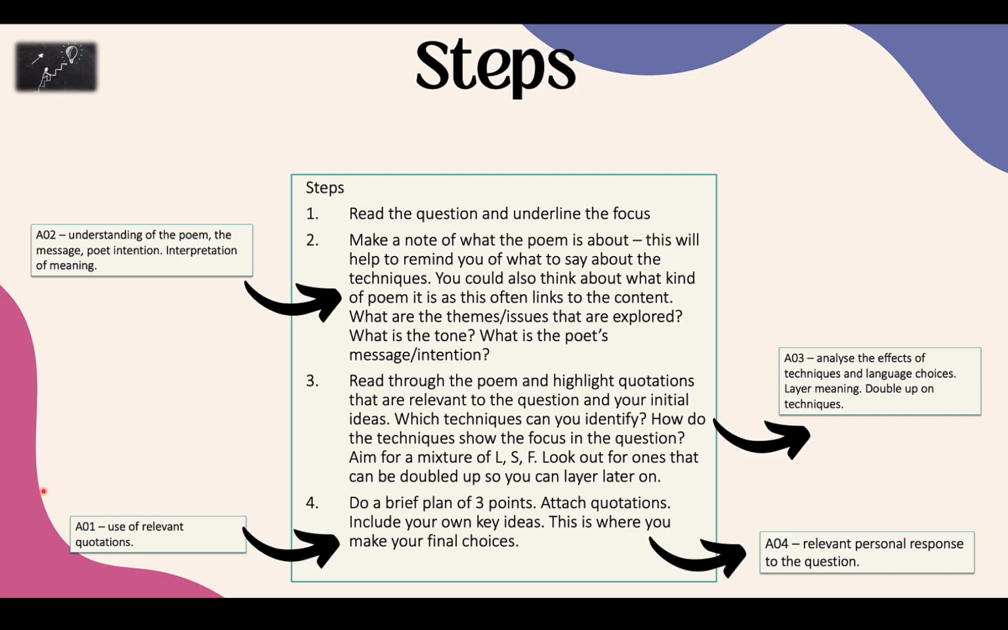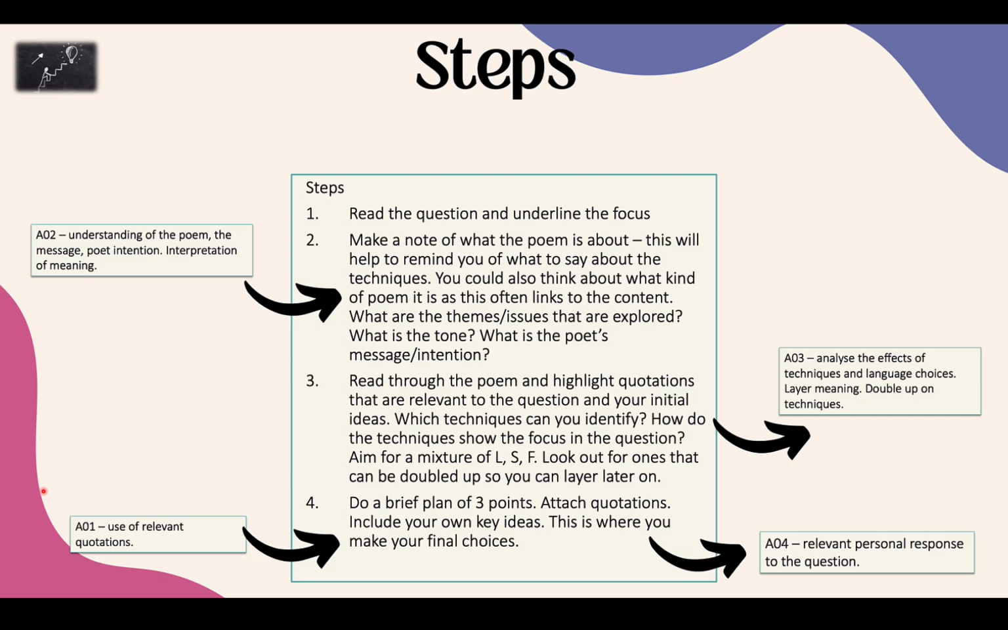What are the themes or the issues that are explored? And then that leads you into how they're explored. You can then talk about method. Think about the tone, and especially think about the poet's message and intention. So what their purpose is with this poem, what they're intending for the reader to understand or think or feel. All of that then links back to, well, how do they get you to that point? And the how, again, is your method.